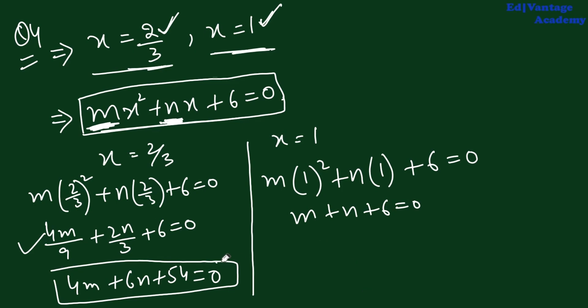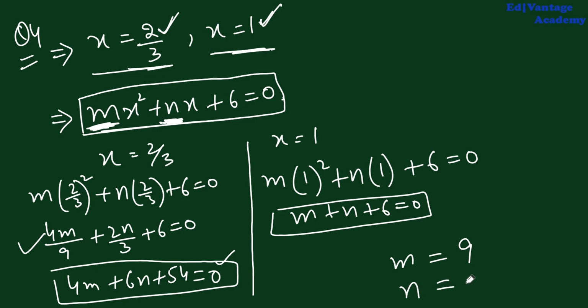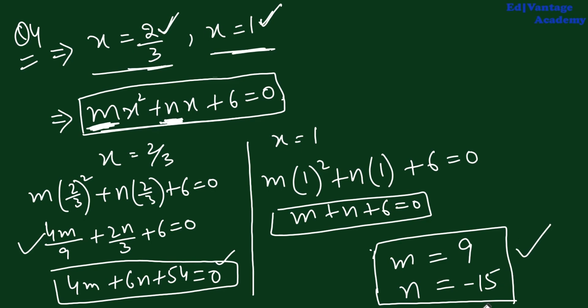So here you have this one and this one. When we do simultaneous equations, you can do the substitution method or the equating coefficient method. You will get m is equal to 9 and n is equal to minus 15. Simultaneous linear equations are very important. If you don't know, you can watch the video on simultaneous linear equations. So these are the two values of m and n. Same way is question number 5 also. So in the next video we will be doing exercise 5b.